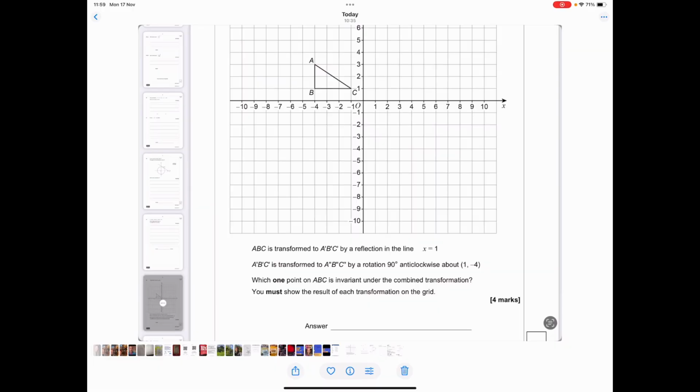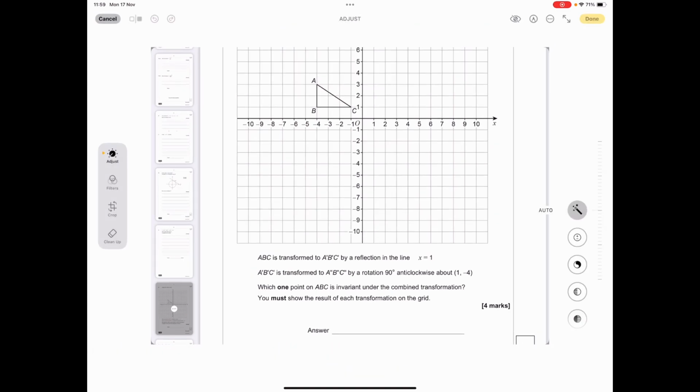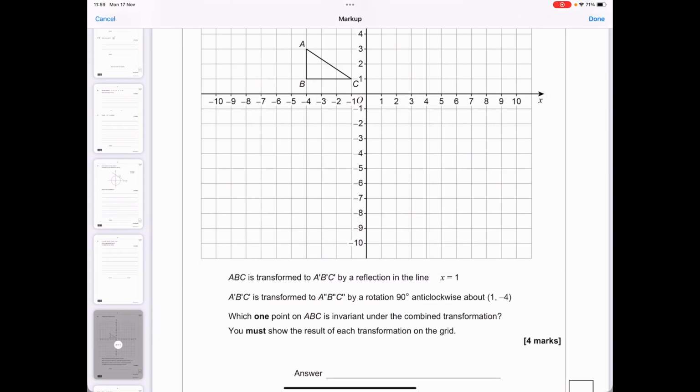Hello. Right, we're on to question 23 or 24. So what we've got is ABC is transformed to A dash B dash C dash by a reflection in the line x equals 1. Now, if I make this mistake, you probably will too. My issue is that I often make it x or y equals 1, but in this case, y equals 1 would actually be on the BC line. So draw in x equals 1 there, okay.